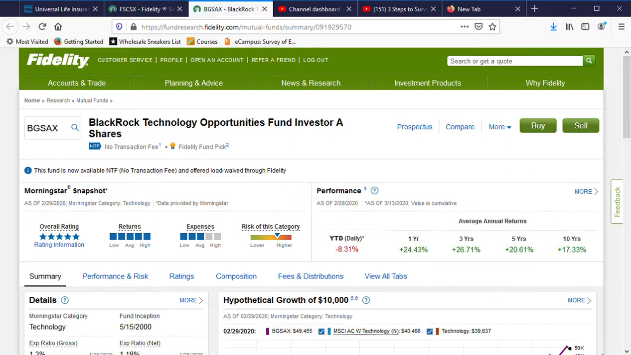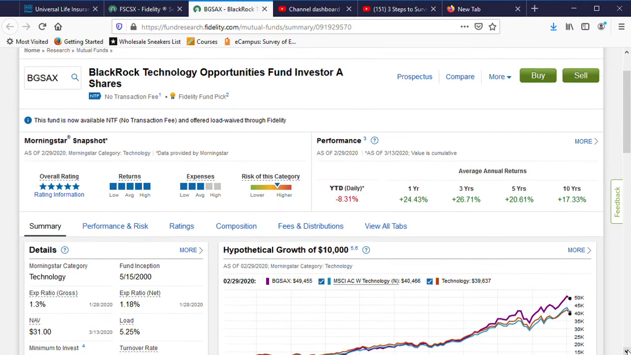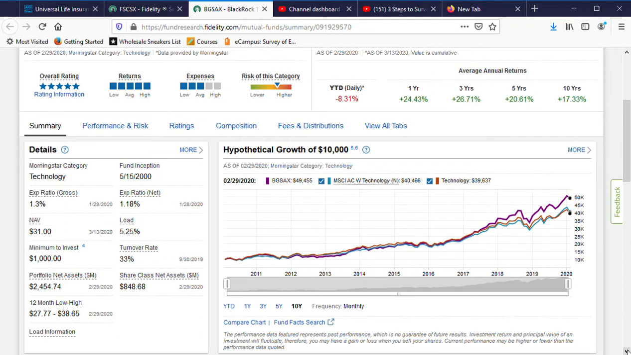Now, let's look at the performance, if it's beating the S&P 500. Which it is, guys. Look at that. It's beating the technology, it's beating all of them. It's beating all of them. So this is another great stock that you would like to invest in.